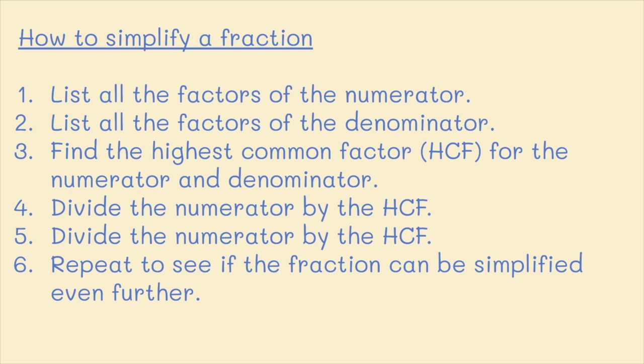Remember the process for simplifying a fraction is: list all the factors of the numerator, list all the factors of the denominator, find the highest common factor for the numerator and the denominator, and then divide the numerator by the highest common factor, and then divide the denominator by the highest common factor. Then you need to repeat it to see if it can be simplified any further.